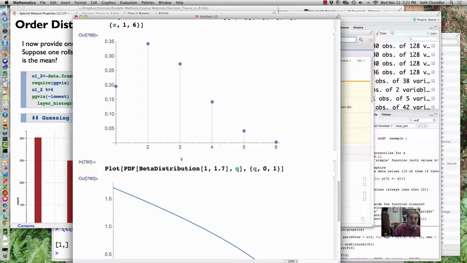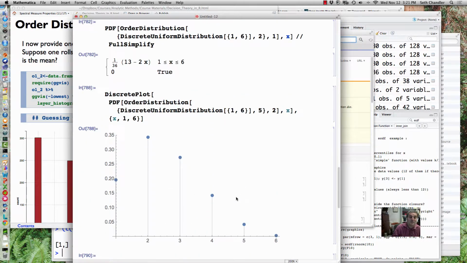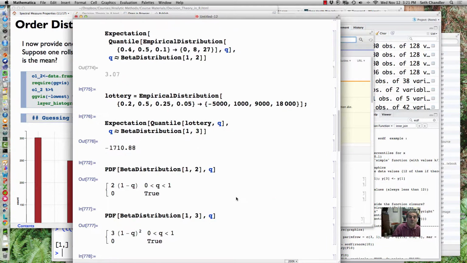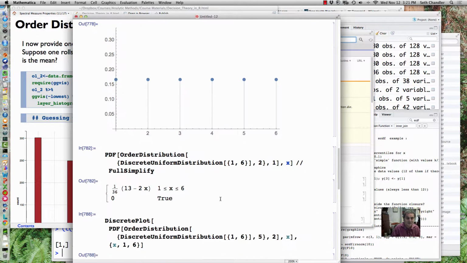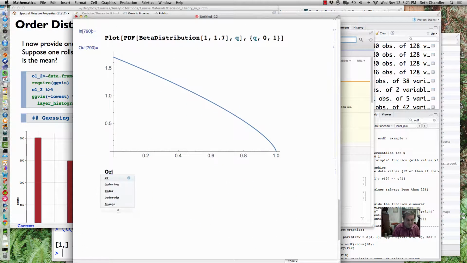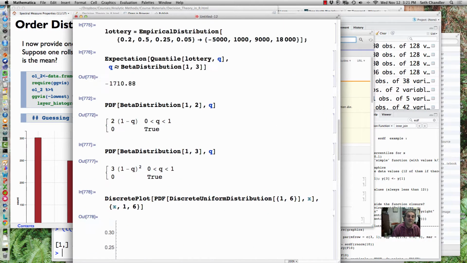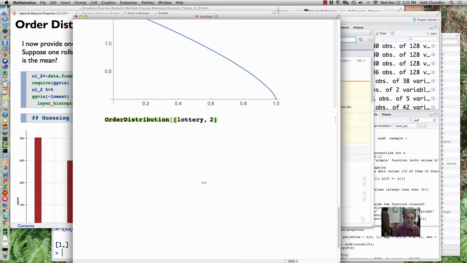In any event, you can therefore model outcomes. Let's do our old problem here. We've got our lottery represented by an empirical distribution. So let's calculate what is the order distribution. I don't know if Mathematica can do this. We're about to find out. Of our lottery, how many rolls do we have up here? We had 3 rolls. Let's do a 3 roll. We want the worst outcome. And I want the mean result of that.